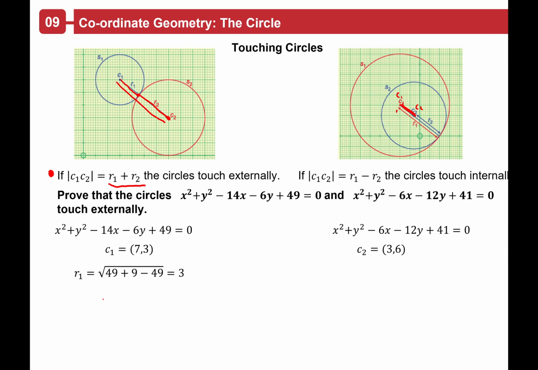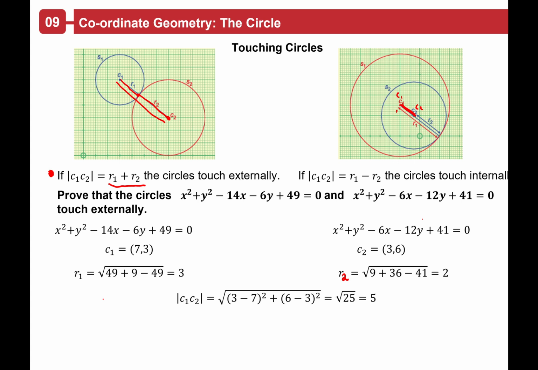And then we have to find the radius. Again, the radius is equal to the square root of g squared plus f squared minus c. So our radius in this case is equal to minus 3 squared plus minus 6 squared minus 41, which tidies to 9 plus 36 minus 41, which is equal to 2. So I've found the radii of both, and I've found the centers of both.